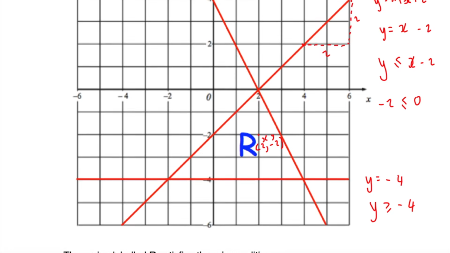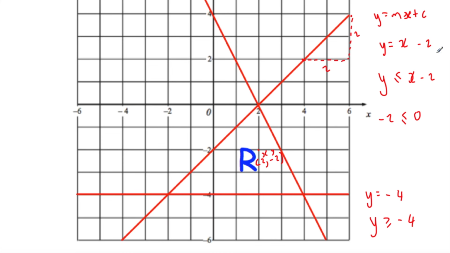And just to recap, we found the equation of the line, which was y equals x minus 2. We chose a point in the region that we're looking for, so we chose this point here to be 2, -2. We then substituted in those values for x and y and figured out which way around the inequality sign would have to go so that it would work.